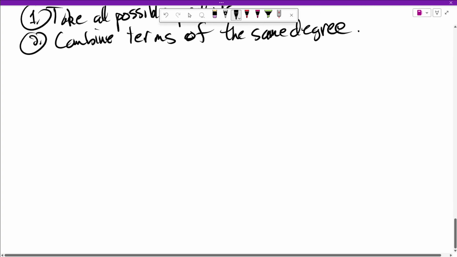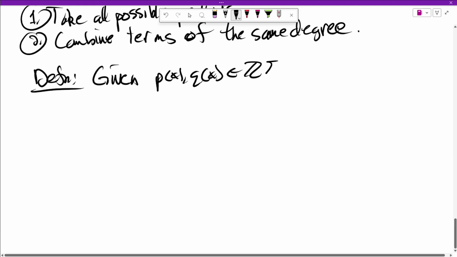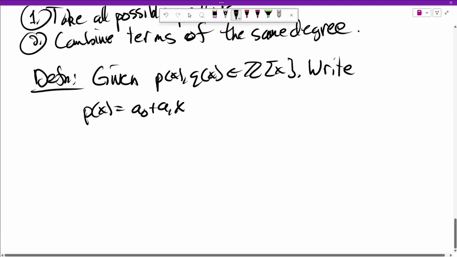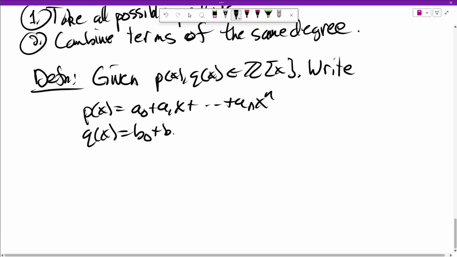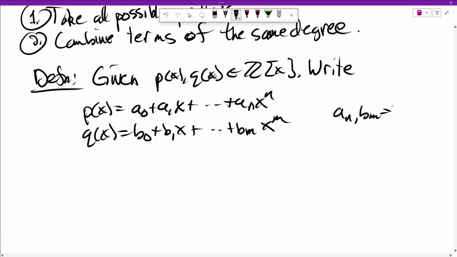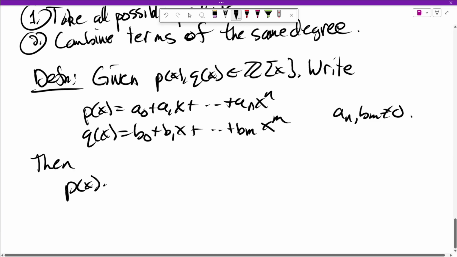So let's write down a definition for multiplication. Definition: given two polynomials, p and q in Z adjoin x, what we're going to do is write, as in the case of addition, p as some random polynomial and q as some separate other random polynomial, possibly with a different degree, so it'll go up to b_m x to the m. Here a_n and b_m are both not 0. It's just what it means to say that we have two polynomials with integer coefficients, and so the coefficients are in Z. Then p times q is the following polynomial.